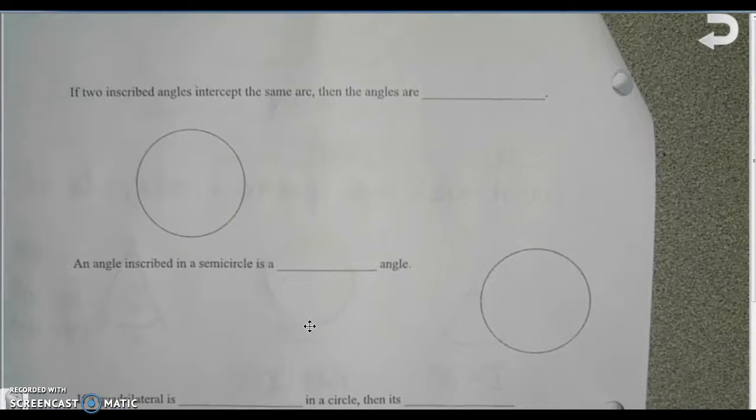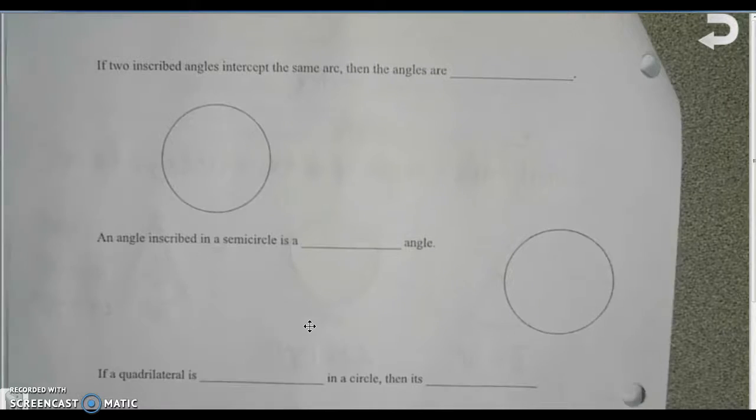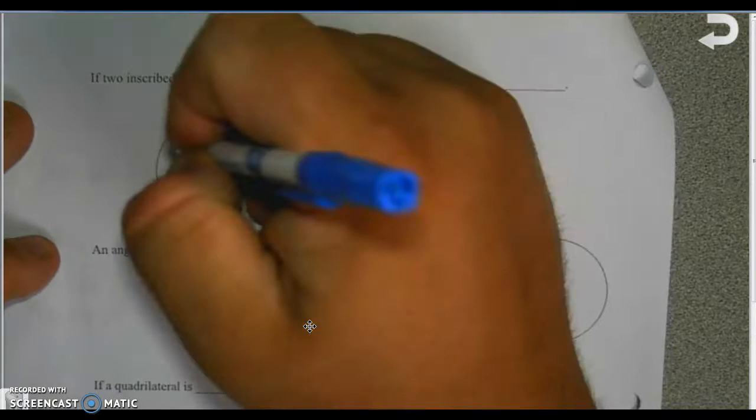There are 3 other rules that come into play to help us, and they're all things that you already know. We've already talked about them all. It's just that the circle gives us something different to work with.